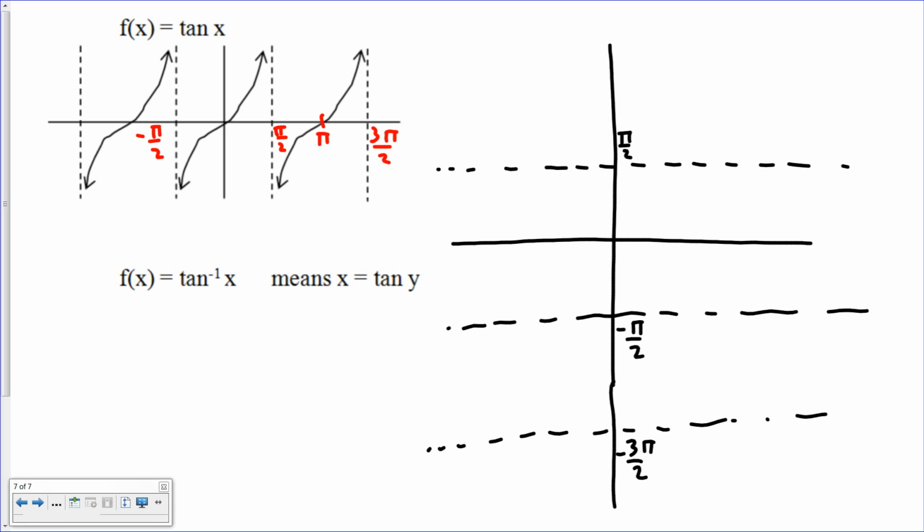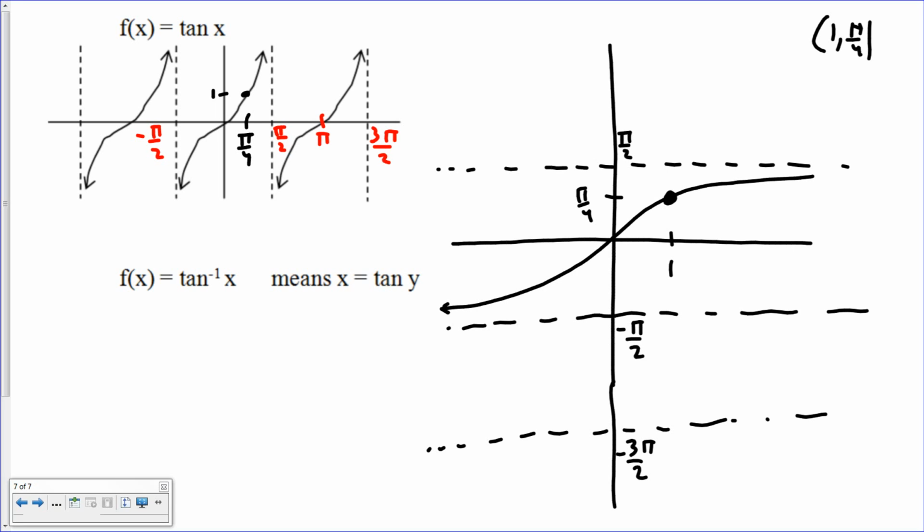And then what I really need here is one point to get me started on this. And so if I take a look at this point, tangent of pi over 4 is equal to 1. I now can choose one point, which is going to be 1, pi over 4 now, which means I know that that point is going to be on the graph. That's the only point that I really need to graph this. So I know that this inverse tangent is now going to look like this. And the pattern is going to continue.